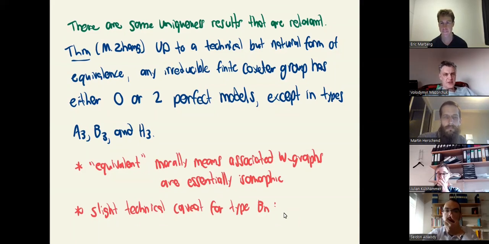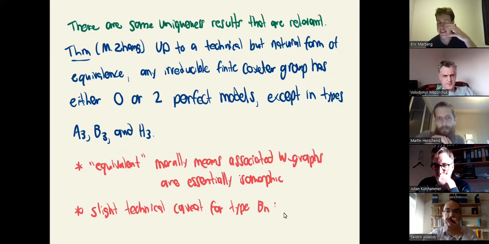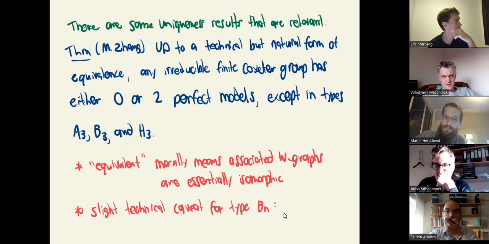Yeah, I have some questions. First, about this theorem, what is the number in types A3, B3, and H3? Something like 8, 6, and 4 or something. Okay, in A3, I can tell you exactly what happens. The issue with A3 is also D3.